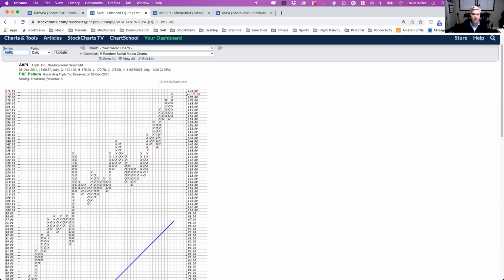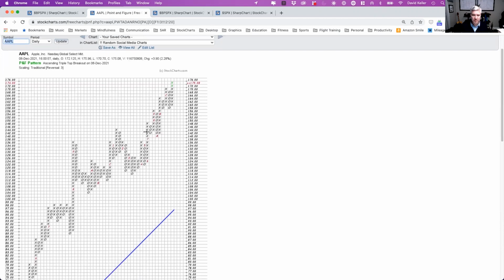On this chart of Apple, a column of X's represents an uptrend, a column of O's represents a downtrend. And what you do every day is determine whether we're in an uptrend or a downtrend, then you check the highs and the lows for the day, and that allows you to update this chart over time.